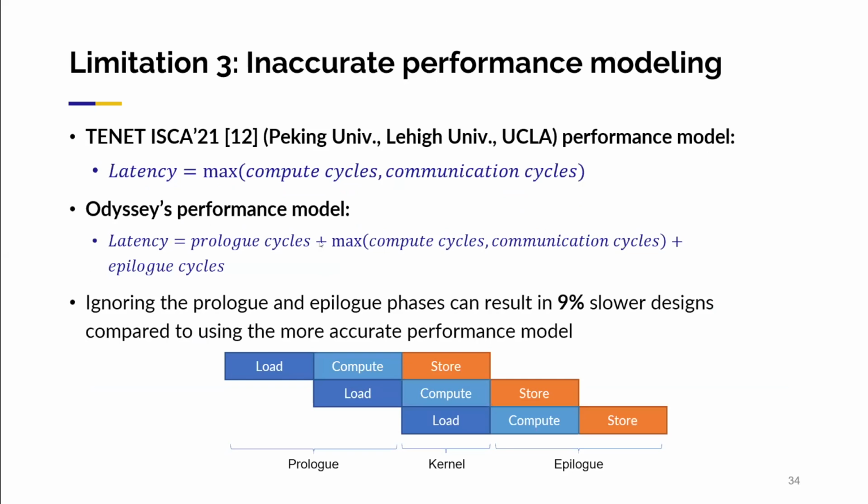The last one is that some prior works will only consider the computation phase of the accelerator as a performance model. They try to simplify the performance model by eliminating the prologue and epilogue phases, but this led to 9% slower designs compared to using the more accurate performance model.